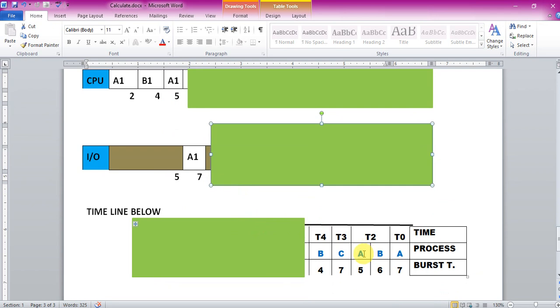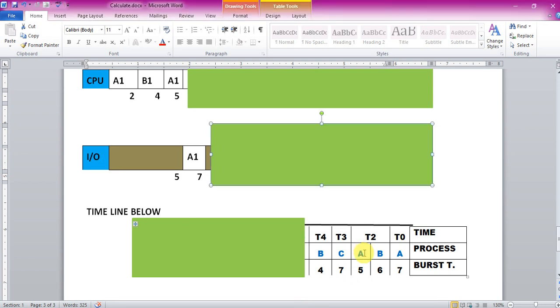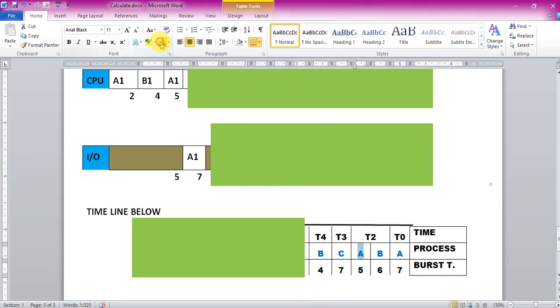After this, what I'm coloring here shows which process gets access. Color means which process gets access. Let me use another color here also. A got access. Now next to A is C's chance.